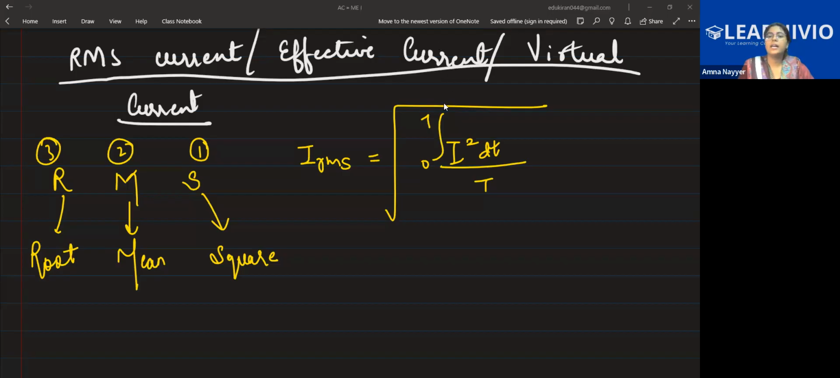Okay. So basically, we had started with RMS current, effective current, or virtual current. These are the synonyms for it. RMS current, I have told you that three things are present.